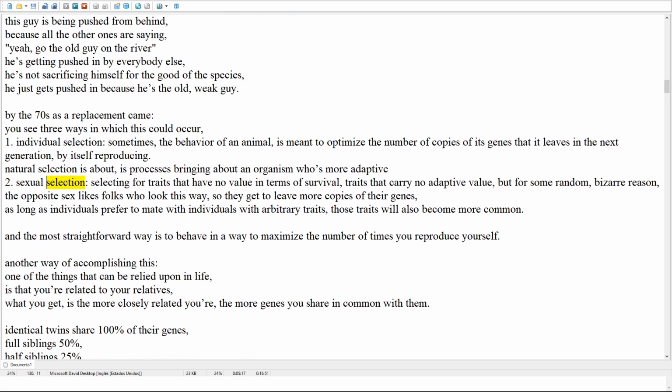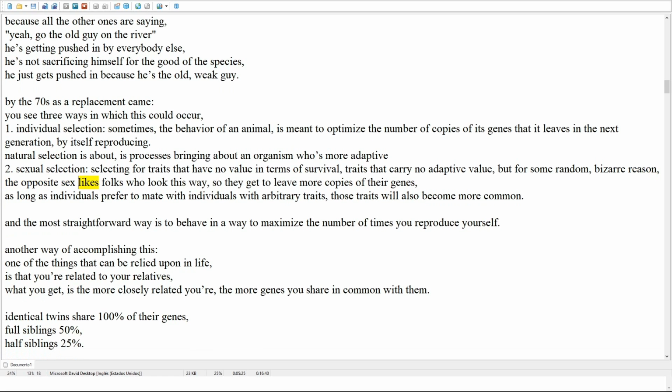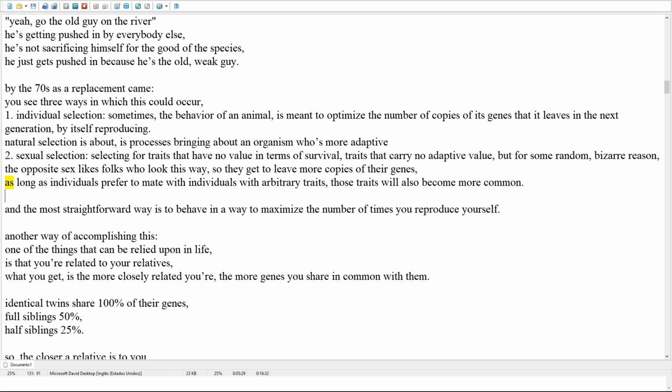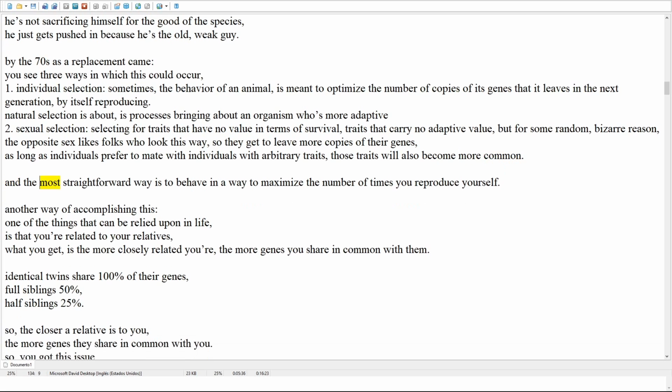2. Sexual selection, selecting for traits that have no value in terms of survival, traits that carry no adaptive value, but for some random, bizarre reason, the opposite sex likes folks who look this way, so they get to leave more copies of their genes. As long as individuals prefer to mate with individuals with arbitrary traits, those traits will also become more common. And the most straightforward way is to behave in a way to maximize the number of times you reproduce yourself.